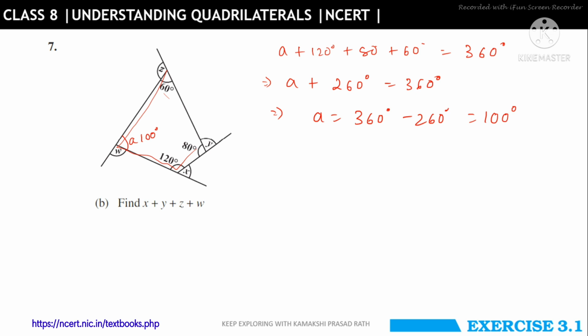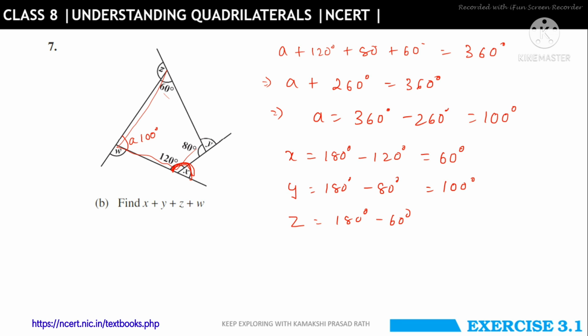So now we have to find the remaining angles. First we'll start with x. x and 120 form a linear pair. So x equals 180 minus 120, which gives you 60 degrees. And y equals 180 minus 80, which gives you 100 degrees. And z, same thing, z equals 180 minus 60. You can see here 60 and z form a linear pair. We get 120 degrees. And the last angle w is 180 minus 100 degrees. As A we have got as 100, so 180 minus 100 we get 80 degrees.